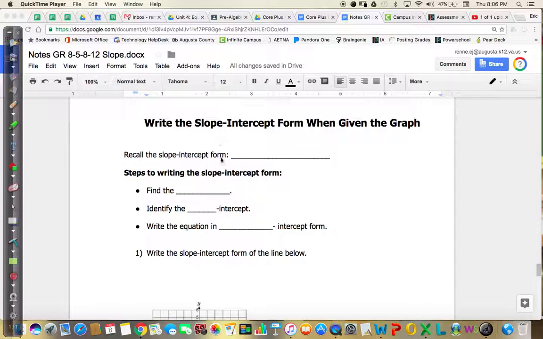Welcome to part 4 of my introduction to slope. And today we're going to be specifically looking at the slope-intercept form when given the graph.